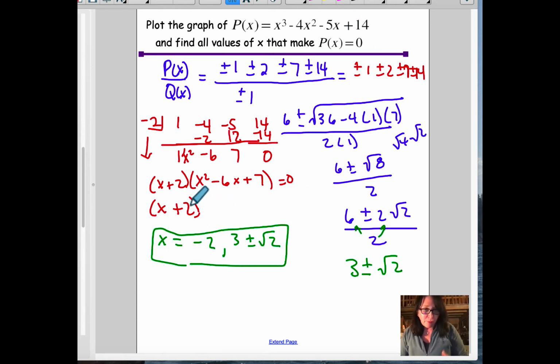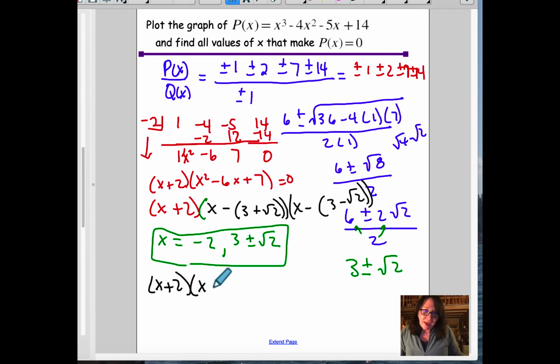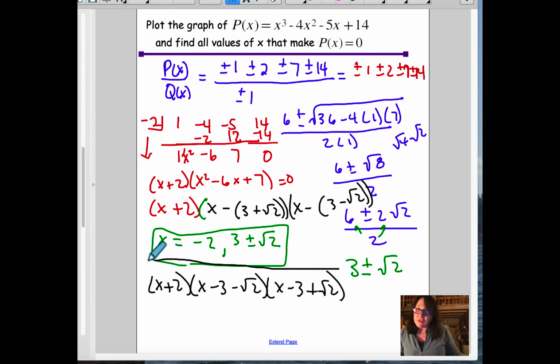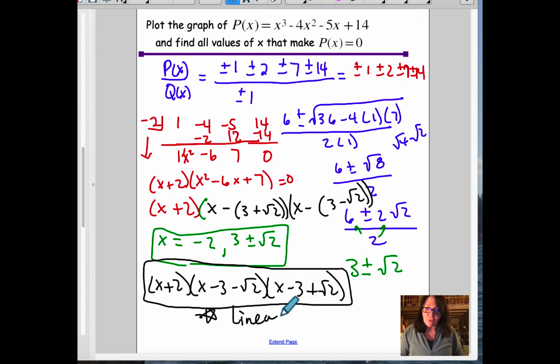They're not asking me to write it in factored form. This is something that you learned yesterday and on Wednesday, and if they asked me to put it in factored form, I'd write it like this. Watch. x minus the quantity 3 minus the square root of 2, and then I would rewrite that to be x plus 2 times x minus 3 minus the square root of 2, and then x minus 3 plus the square root of 2. So if they ask me to write it in factored form as a linear equation, this would be it right here. This is the linear form. But if they just ask me to find the values of x that make p of x equal to 0, these are the values of x right here.